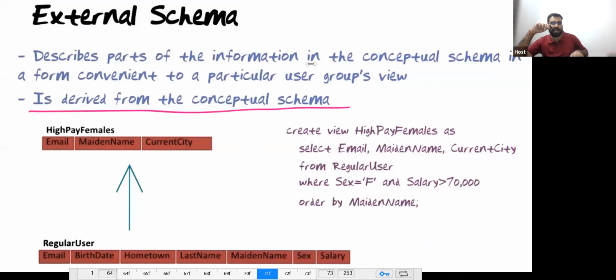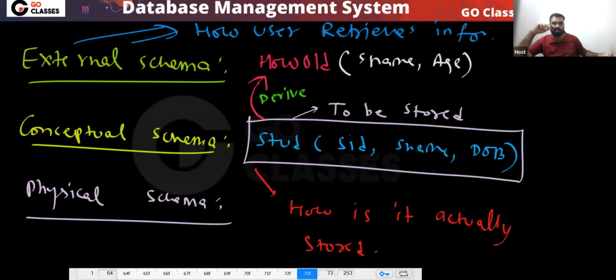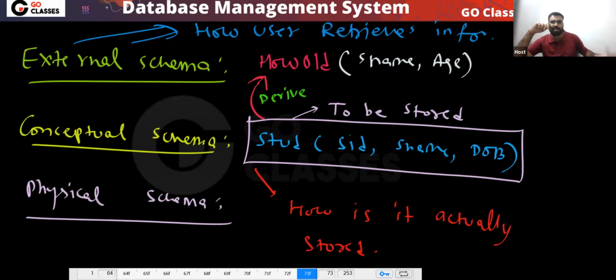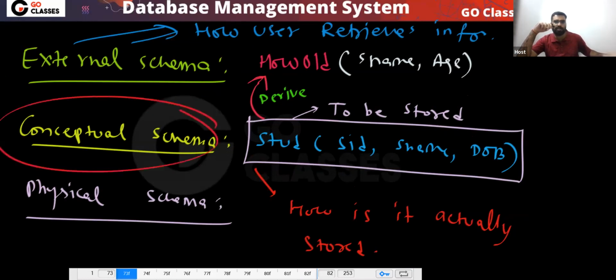Is this clear? Anyone has any other doubt? So remember, this is conceptual schema, what data we are storing. How are we storing? This is physical schema, and external schema means how are we going to use it. This is the three level DBMS architecture. If anyone asks you in an interview, what is external schema, conceptual schema, physical schema, can you explain clearly?